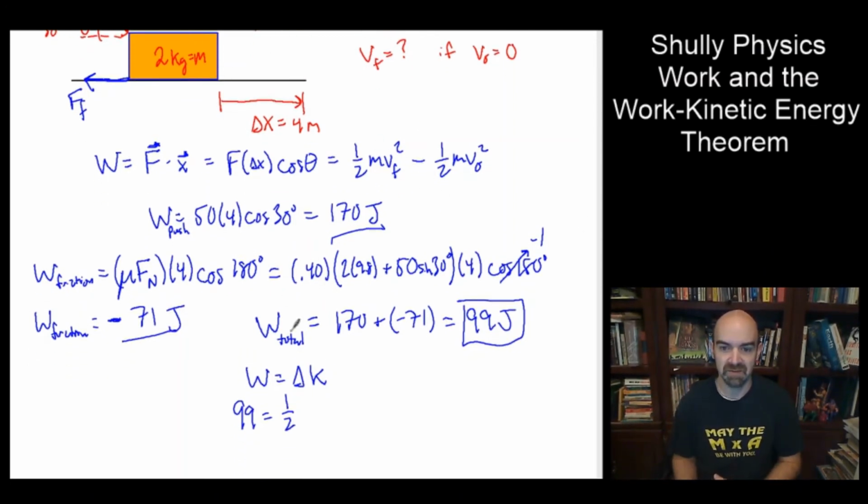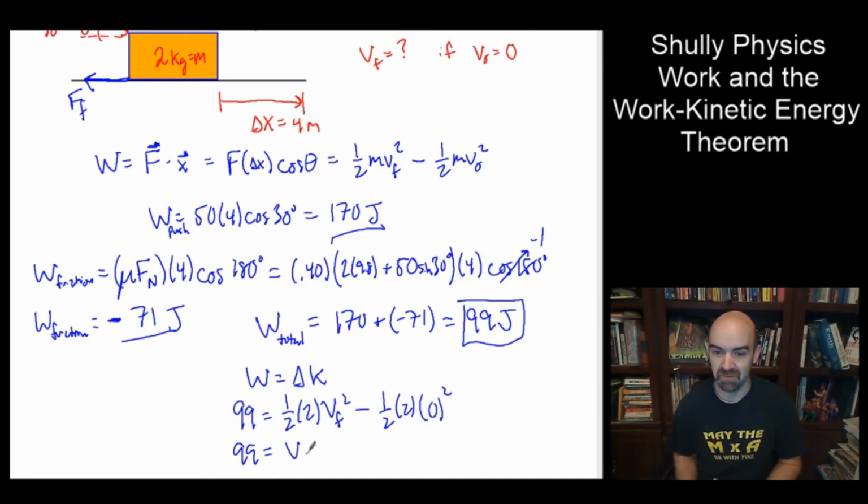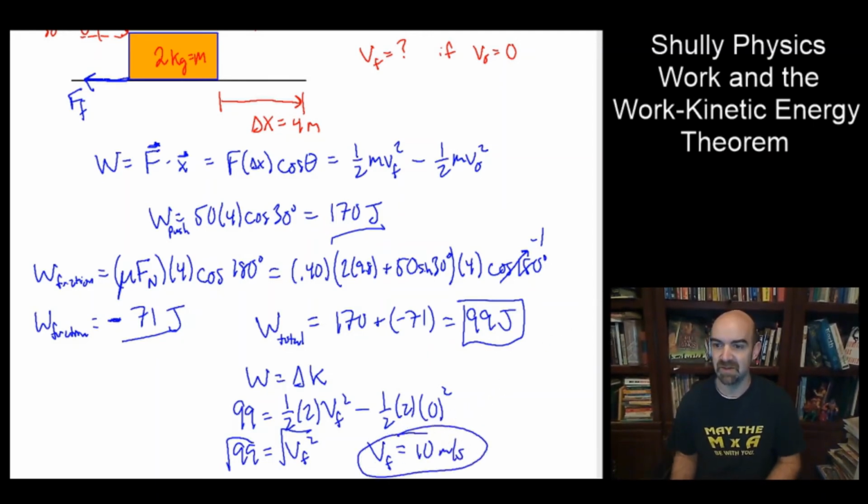All right, the mass is 2. That makes it easy, kind of. Vf squared minus 1/2 times the mass times the initial velocity squared, which is 0. There it is. So we got 99 equals half of 2, which is 1, times Vf squared. Our final velocity is going to be about the square root of 99, which is about 10 meters per second. There it is.